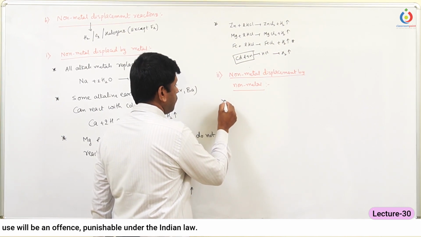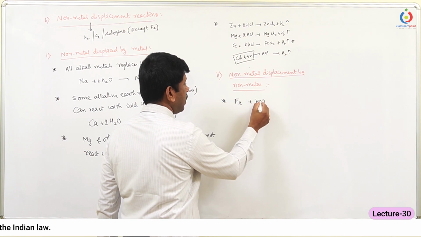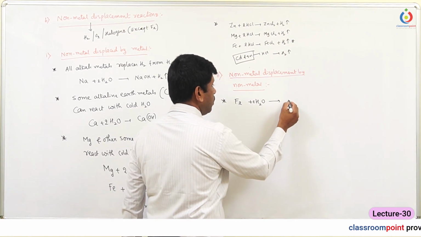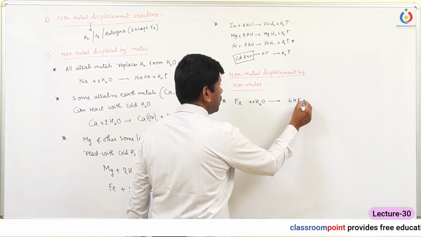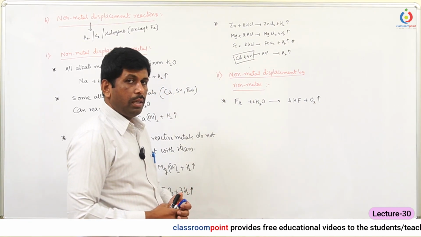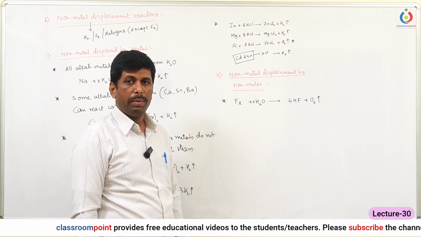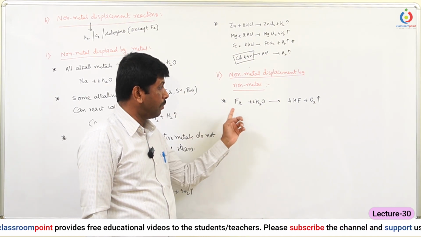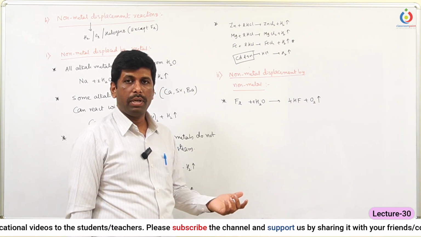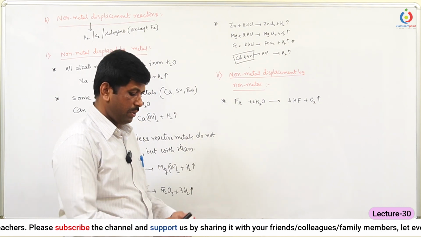Let us take first of all fluorine. Fluorine on reaction with water can oxidize the water into oxygen gas. That is the reason why fluorine reactions cannot be conducted in the aqueous medium. Why? Because if water is available, fluorine automatically oxidizes the water into oxygen gas, so water cannot be available as a medium. That's why fluorine reactions cannot be carried out in the aqueous medium.